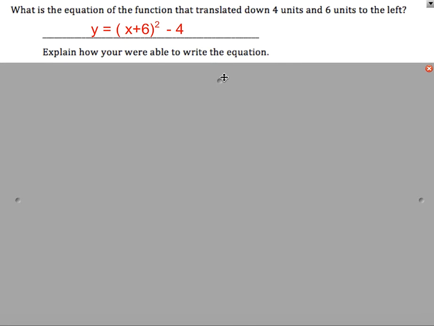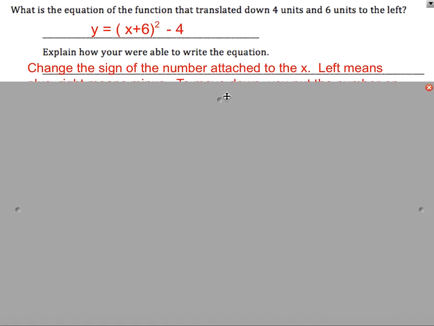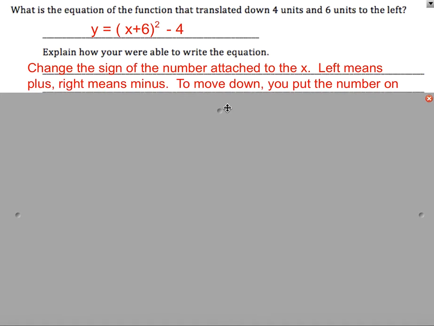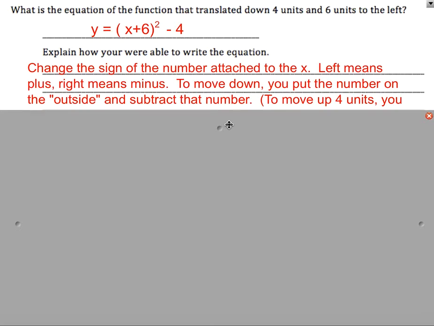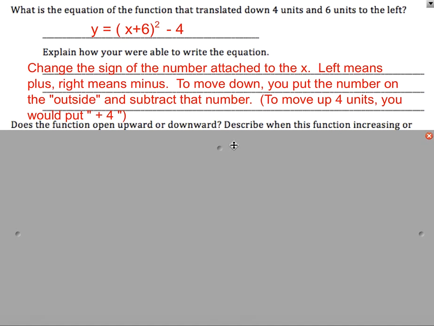Explain how you're able to write the equation. Again, changing the sign of the number attached to the x. Left means plus, and right means minus. To move down, you put the number on the outside and subtract that number. And if you were going to move up 4 units, you would put a +4.